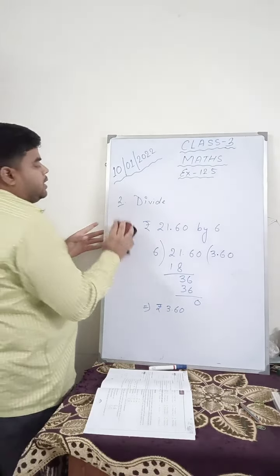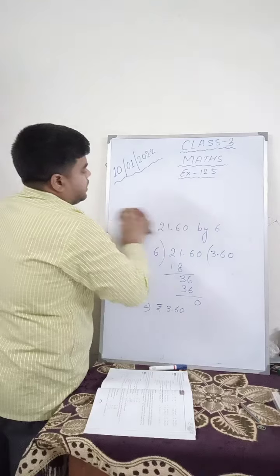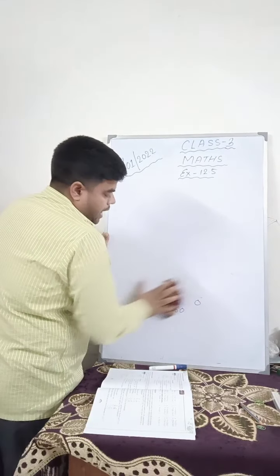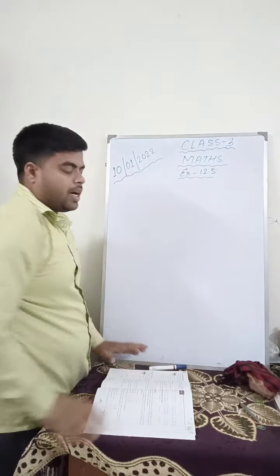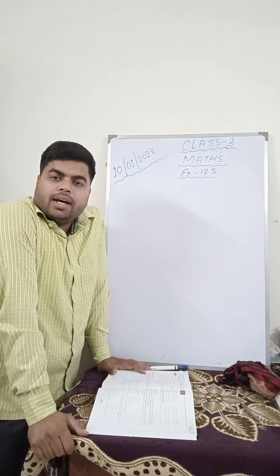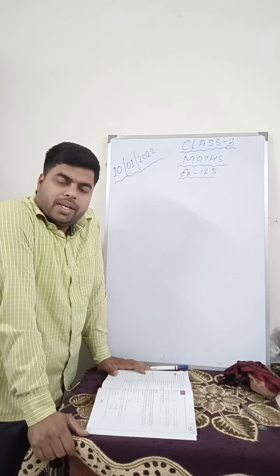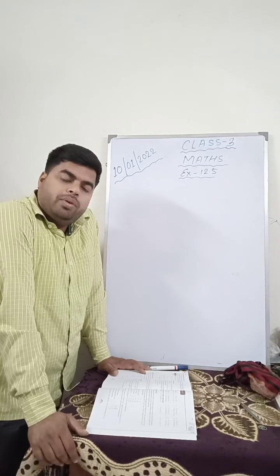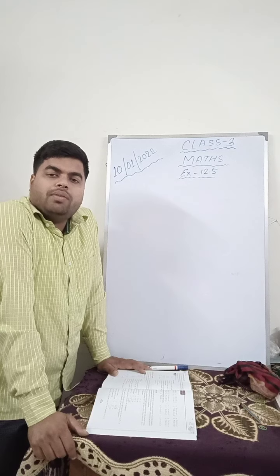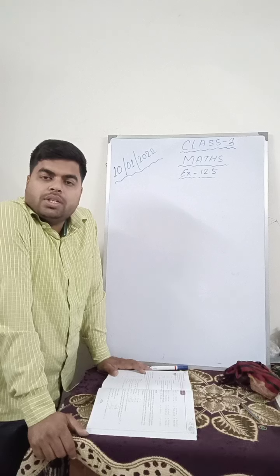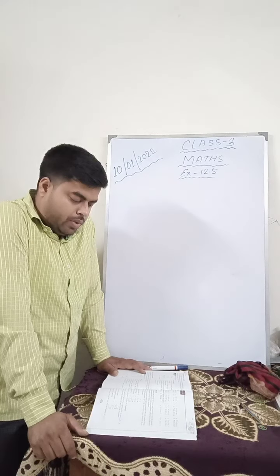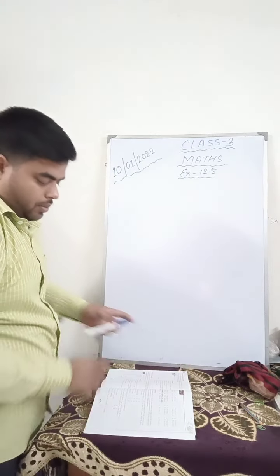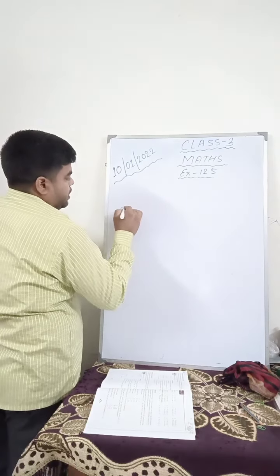In question number 3, they have said that you have to divide, and after dividing, whatever the answer will be, you have to write the answer in rupees as well as paisa. So we will do the same simple division. Whatever is before the decimal in the quotient will be your rupees, whatever is after the decimal will be your paisa. So let us do question number 3a.